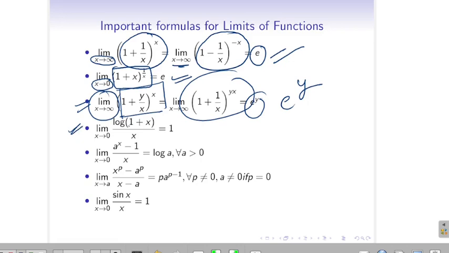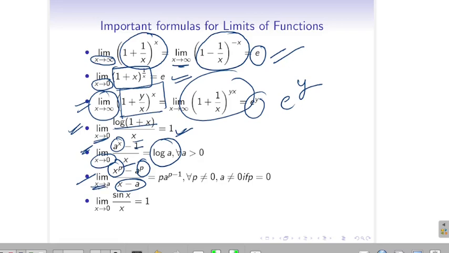Now next one is log(1 plus x) by x. Again the limit x tends to 0, the answer will be 1. Next, the limit as x tends to 0 of (e to the power x minus 1) divided by x, the answer is 1. And the next one, (x to the power p minus a to the power p) divided by (x minus a), where the limit is x approaching a, then the answer will be p times a to the power (p minus 1). And the last and easier one, sin x divided by x equals 1.